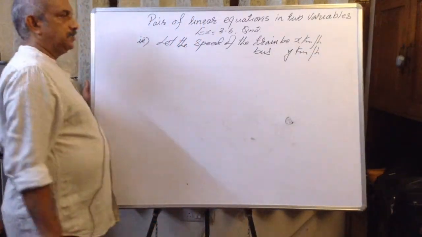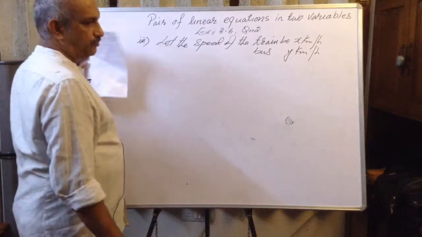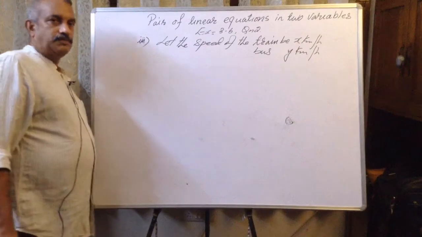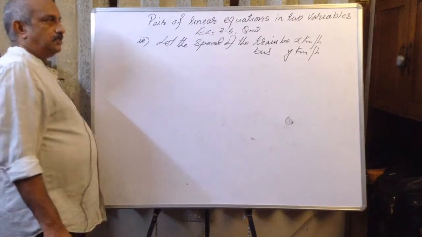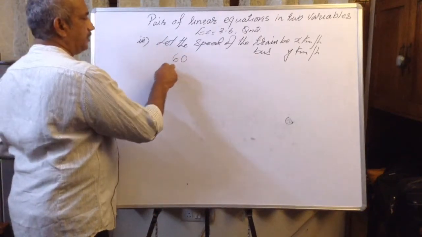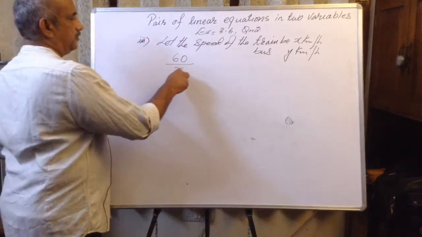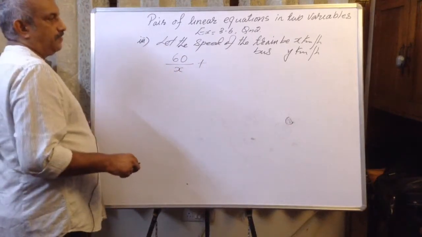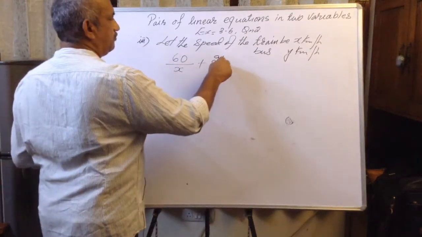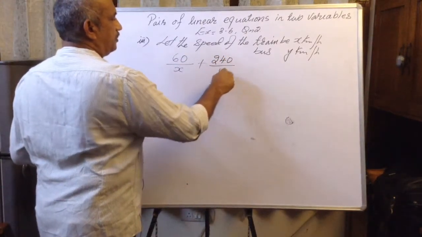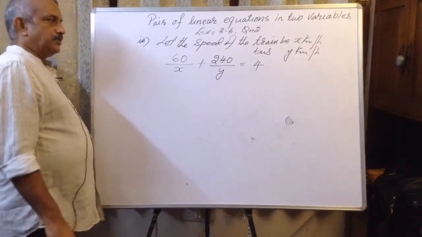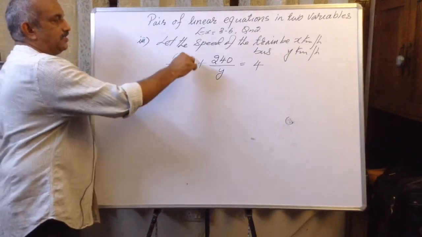Now direct only. See what is the total distance? 300 kilometer. Now formula is direct. You have learned in 7th, 8th and all. Distance is equal to speed into time, or time is equal to distance upon speed. Distance 60 kilometer by train. What is the speed of the train? X. Plus how many kilometer left? Total 300 kilometer. 300 minus 60, 240 kilometers she has to travel by bus. 240 upon y. Total time taken 4 hours. See, time is equal to distance upon speed. So what is the time taken in the train?